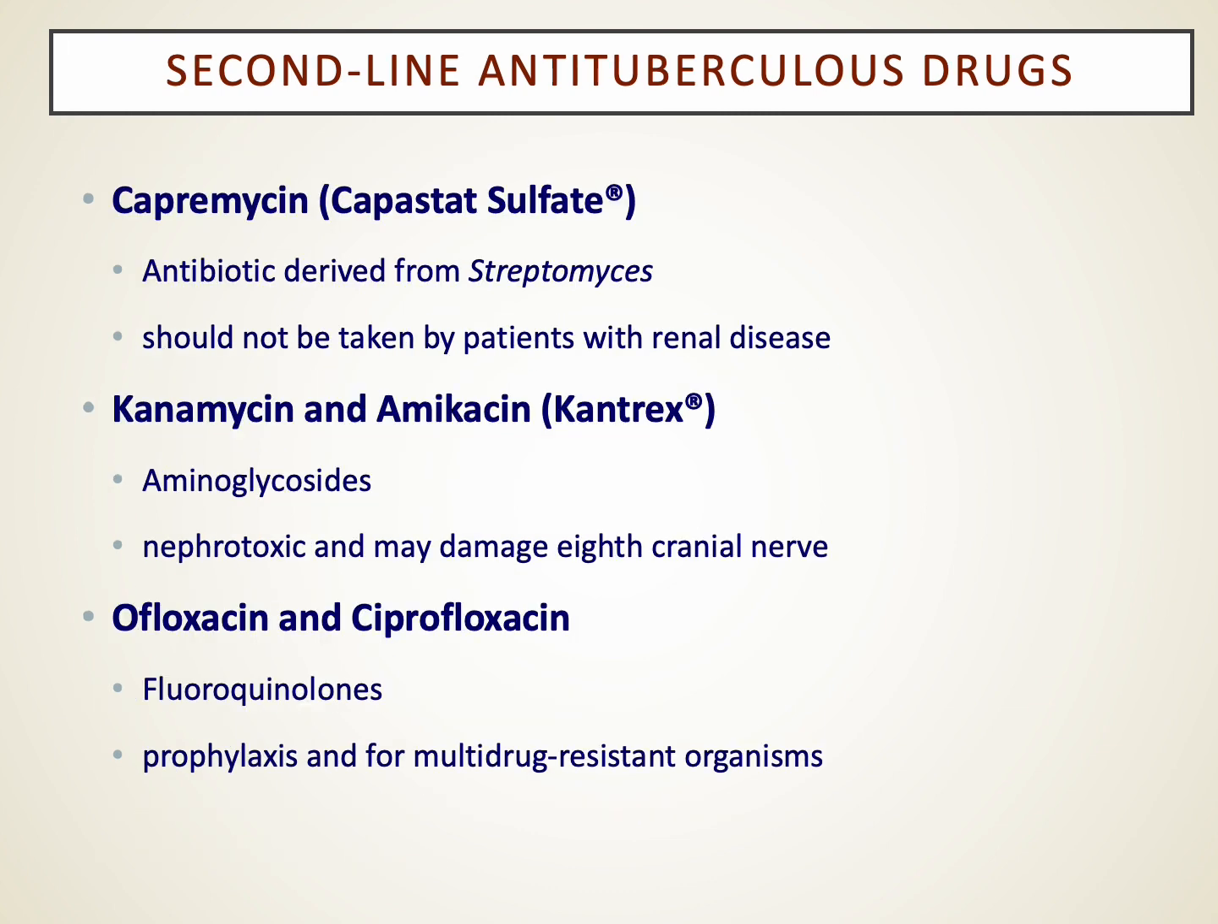Other agents here, probably what really stands out of the bottom two categories is amikacin, kanamycin, the aminoglycosides, or the fluoroquinolones like ciprofloxacin or ofloxacin. Again, while they're used for some bacterial infections, they are used as second line for drug-resistant TB.